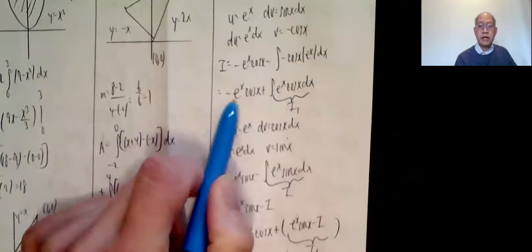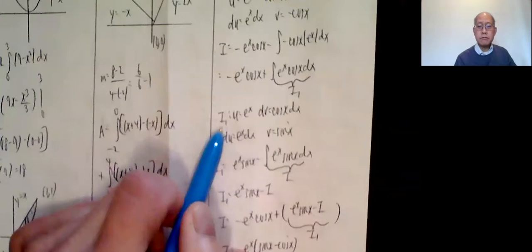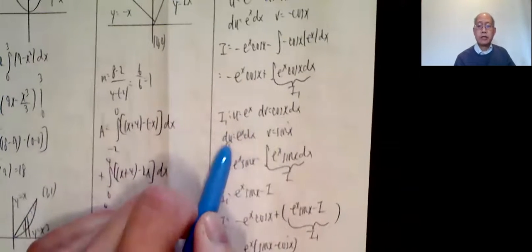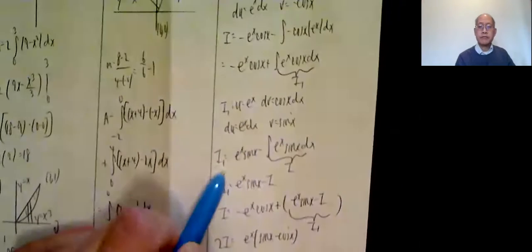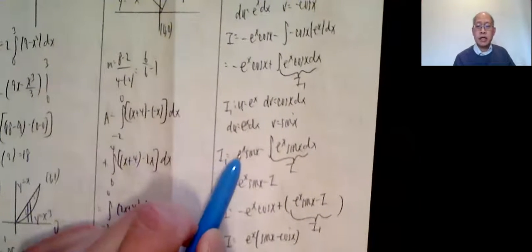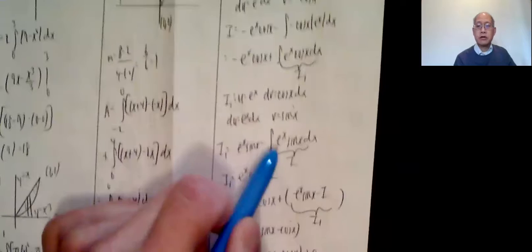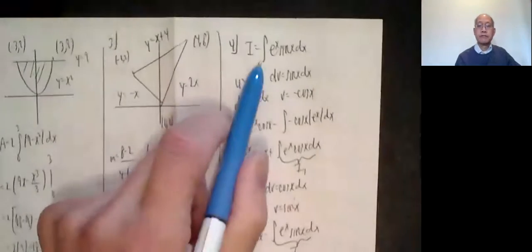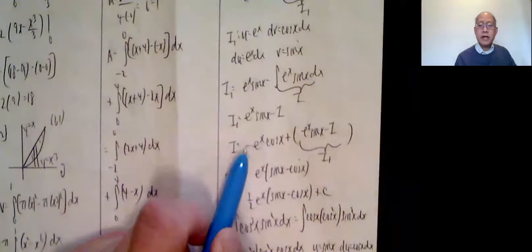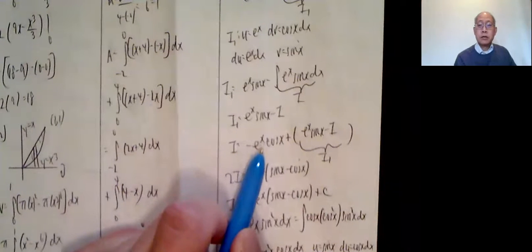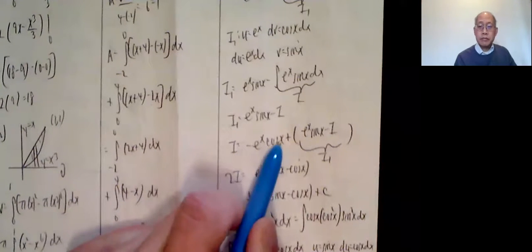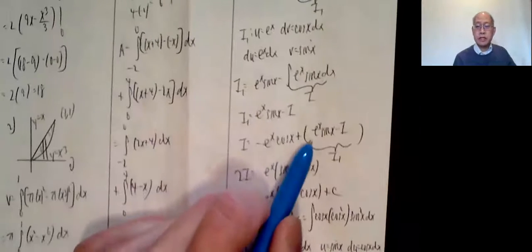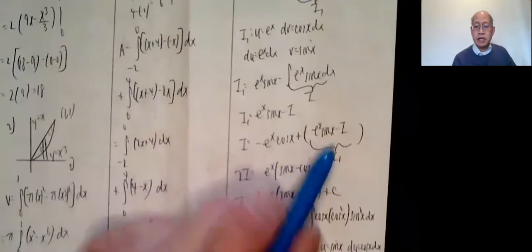So I is equal to negative e to the x cosine x plus I1. For I1, u is e to the x, dv is cosine x dx, du is e to the x dx, v is sine x. So I1 is e to the x sine x minus the integral of v du, which is the integral of e to the x sine x dx, the same as the original I. So I is negative e to the x cosine x plus I1. Okay, back over here, and I1 is now this: e to the x sine x minus I.